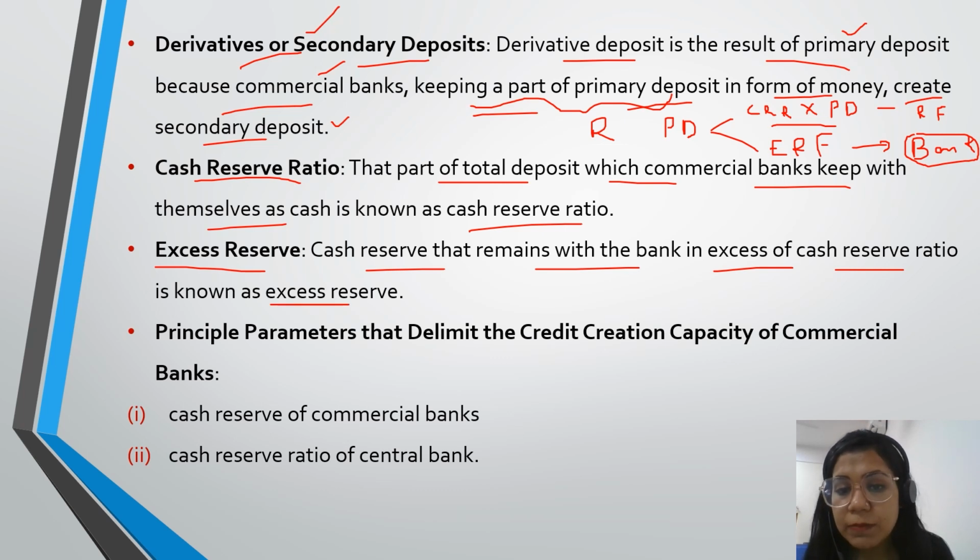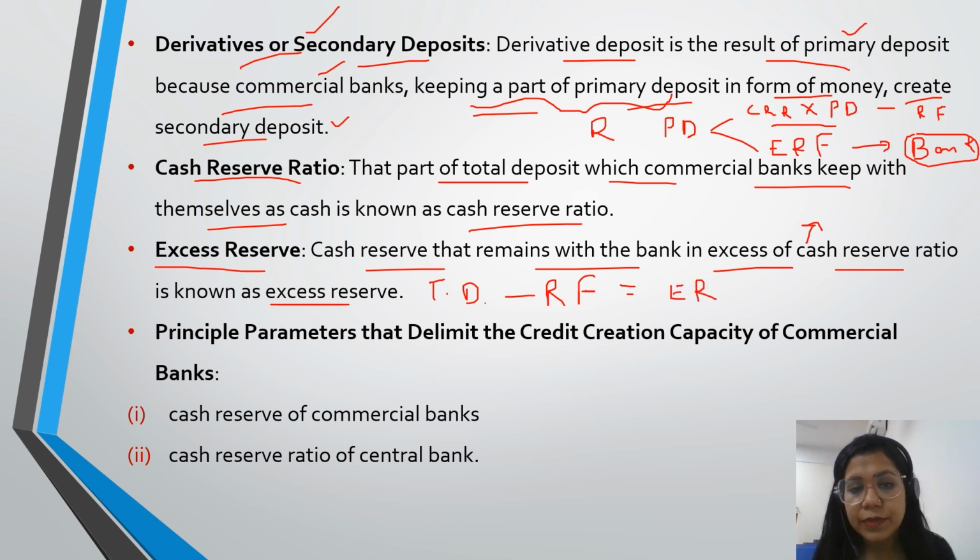So what do we mean by that? What is this excess of cash reserve ratio? We are basically saying that you have to subtract this reserve fund from the total deposits, or you can say the primary deposits, and the remaining amount that is with the bank is your excess reserve or excess reserves fund.